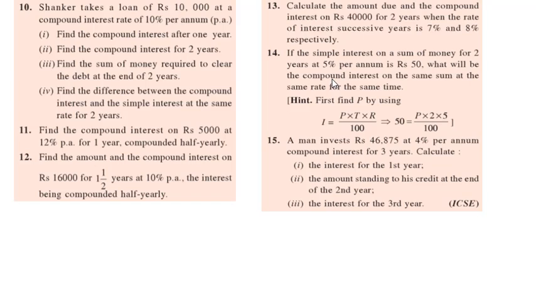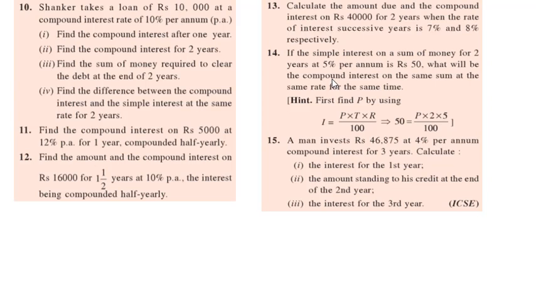If the simple interest on the sum of money for 2 years at 5% per annum is rupees 50, what will be the compound interest on the same sum at the same rate for the same time? Now here simple interest is given, period is given, right, and rate of interest is given. So with the help of simple interest formula we can find the principal. Once we get the principal, what we do, we use that principal to calculate the compound interest.